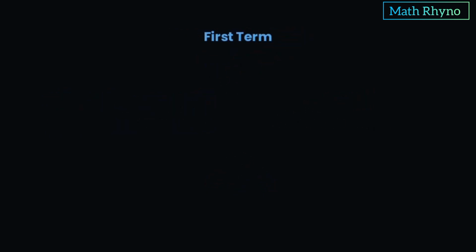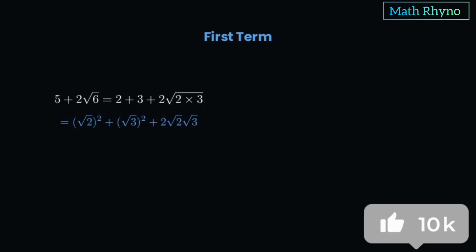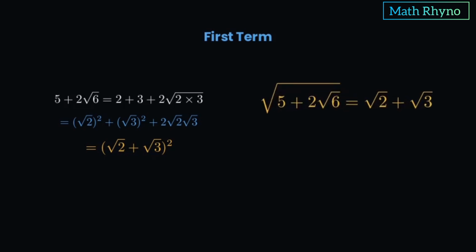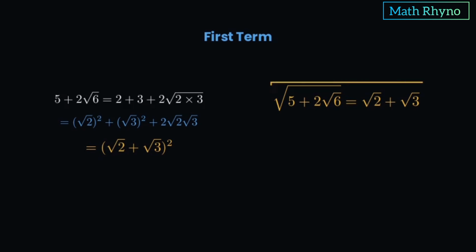5 plus 2 root of 6 is the same as 2 plus 3 plus 2 the root of 2 multiplied by 3, which is exactly the root of 2 in bracket squared plus the root of 3 in bracket squared plus 2 the root of 2 multiplied by the root of 3. And that is a perfect square, the root of 2 plus the root of 3 in bracket squared. Take the square root on both sides and the nested radical is gone. The root of 5 plus 2 root of 6 equals the root of 2 plus the root of 3. 1 down, 1 to go.